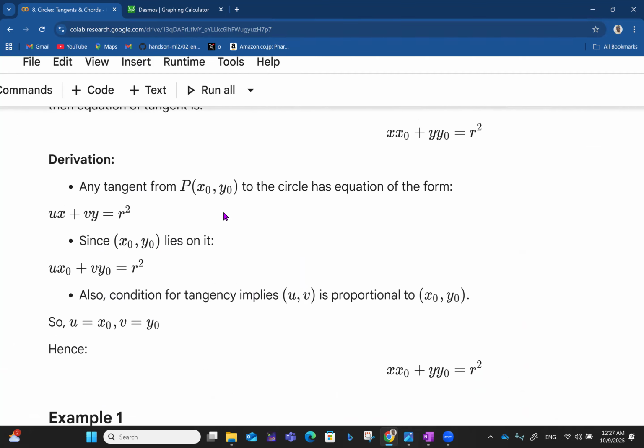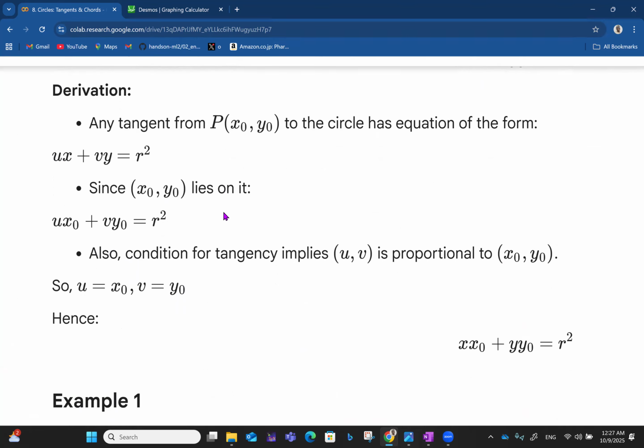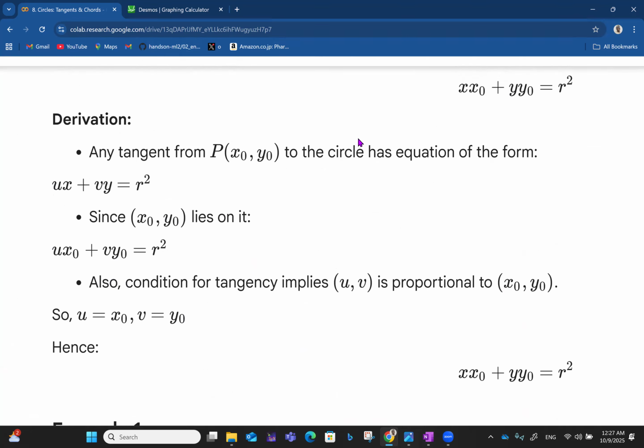Any tangent from P(x0, y0) to the circle has an equation of the form ux plus vy equals r squared. Since (x0, y0) lies on it, u x0 plus v y0 is r squared. Also, the condition for tangency implies that (u, v) is proportional to (x0, y0). So u is x0 and v is y0. Hence, we just have x x0 plus y y0 equals r squared.